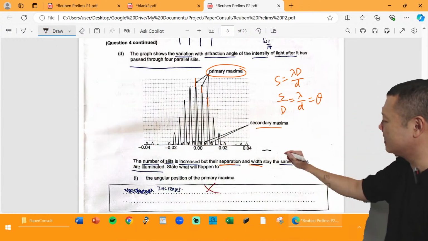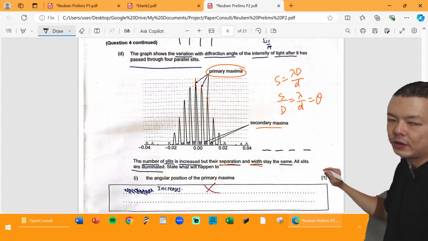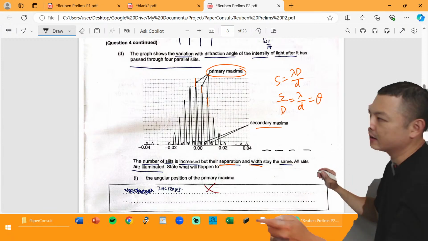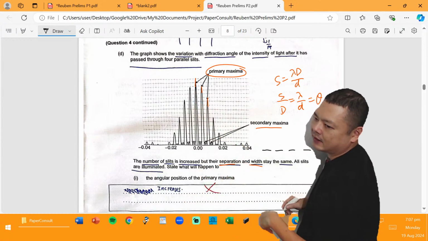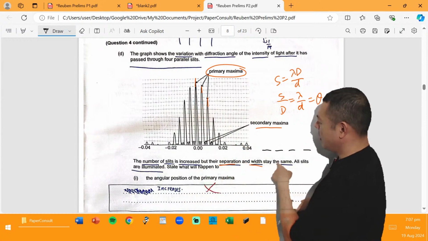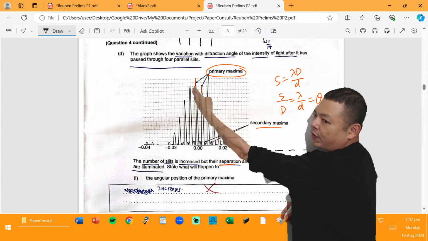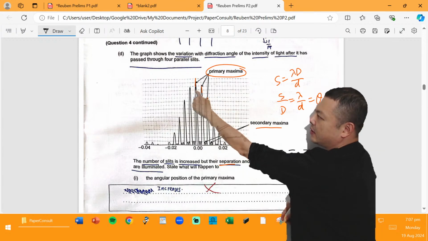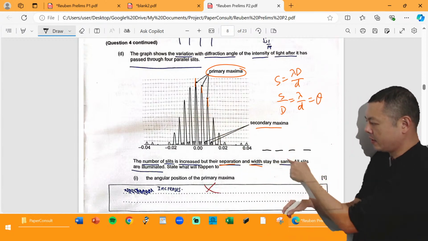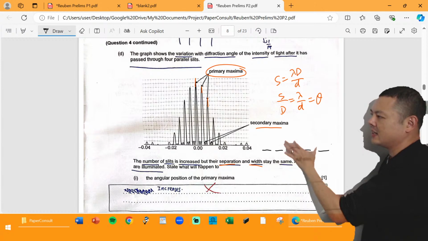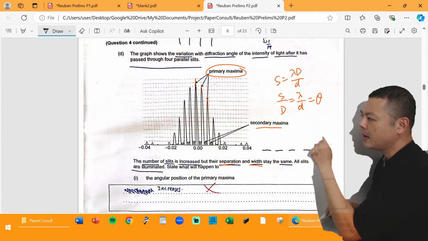You've got 4 slits, right? 4 slits means 4 sources. The primary maxima is constructive interference of all 4 sources, all 4 intensities. 1, 2, 3, 4 slits, constructive interference. Okay? But how about the in between here?